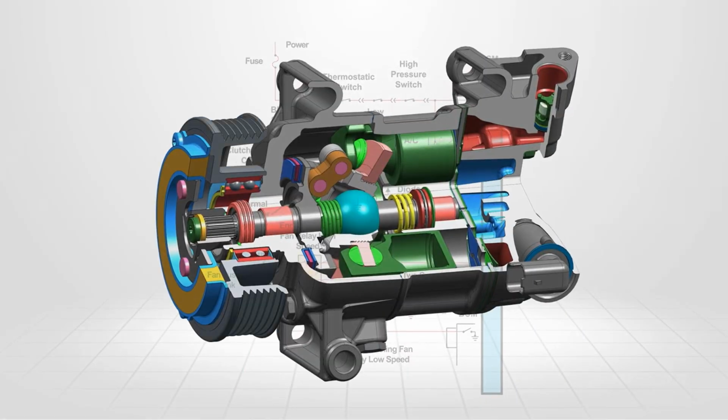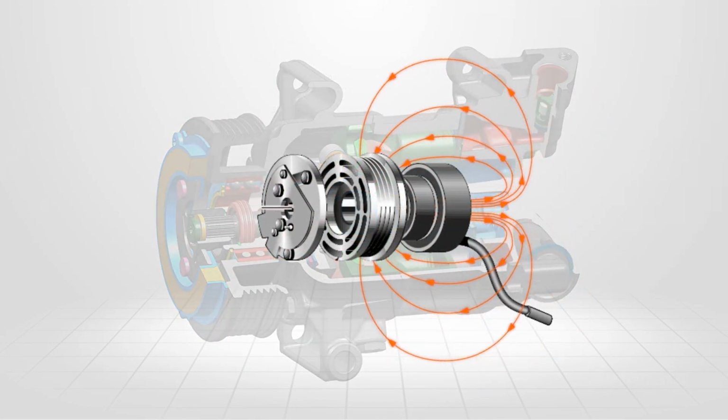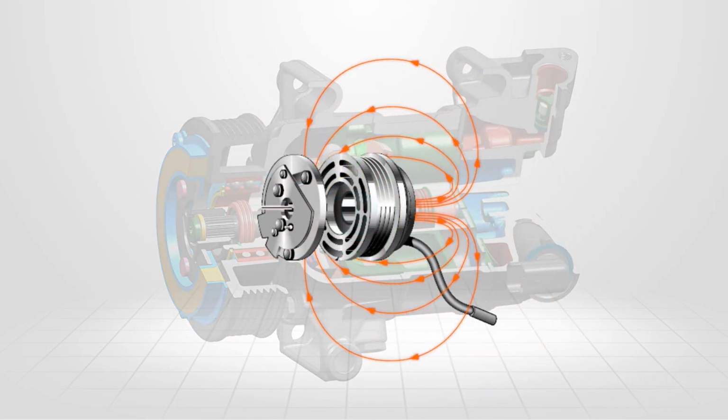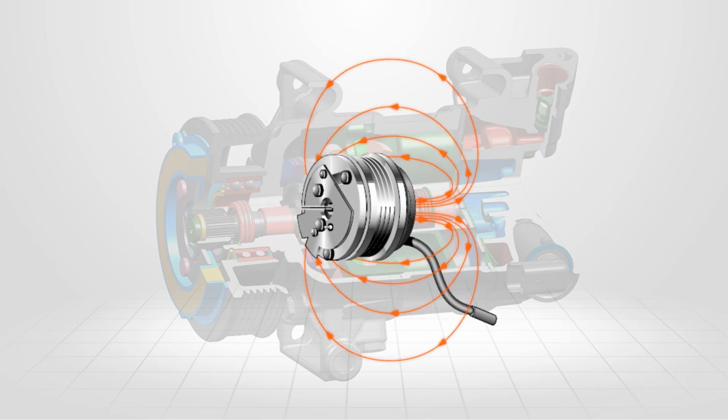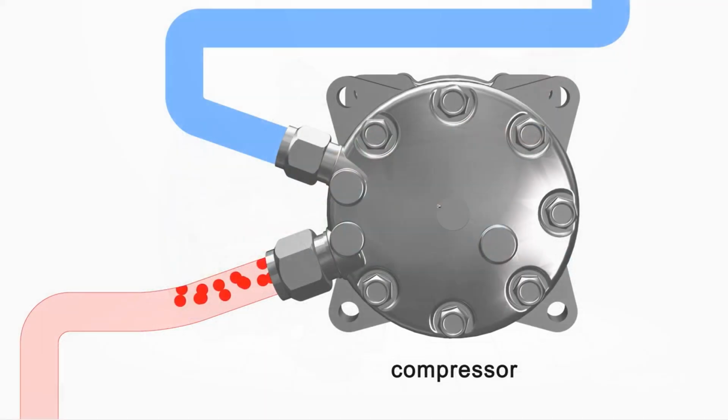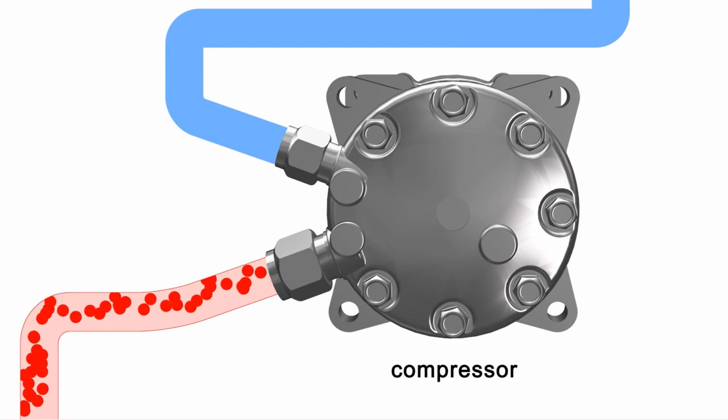The clutch coil doesn't rotate when the AC system is in operation. The pulley assembly is magnetised by the stationary coil on the compressor body. This engages the clutch to the clutch hub attached to the compressor shaft, creating refrigerant flow within the system.